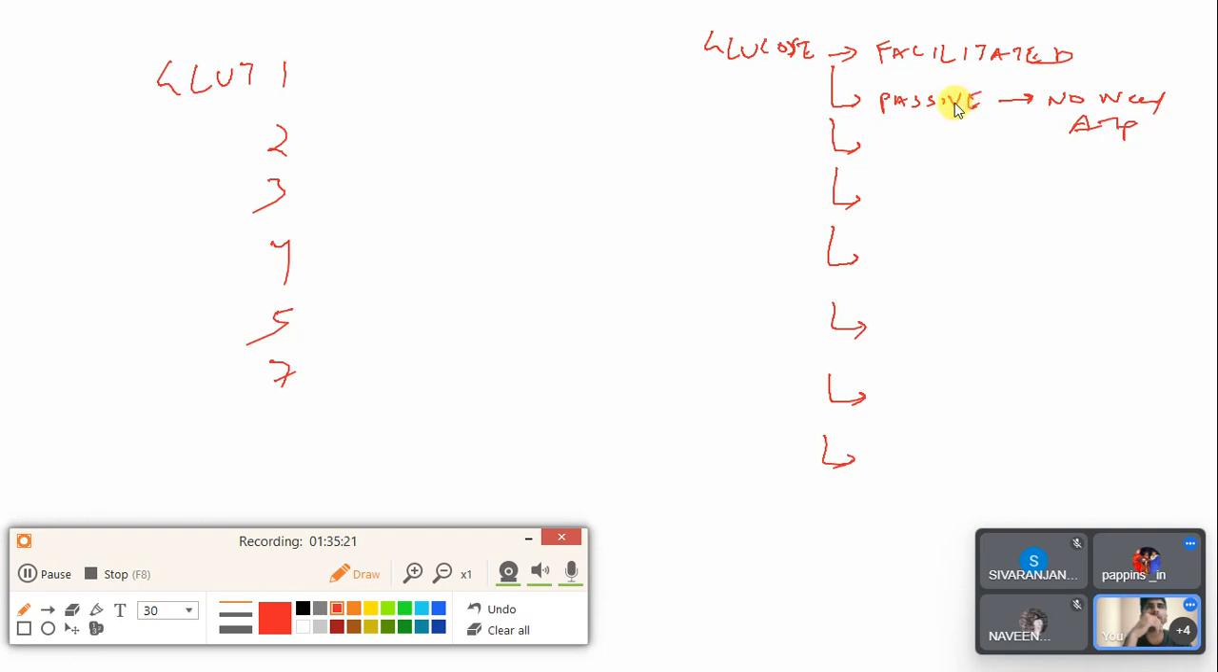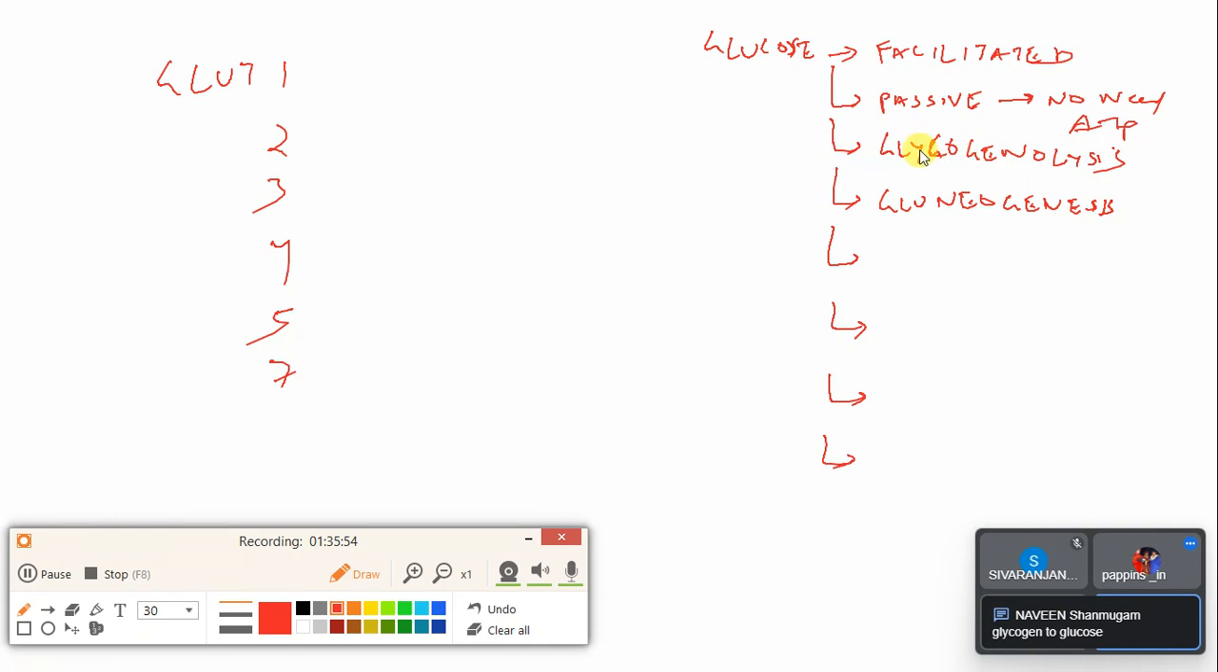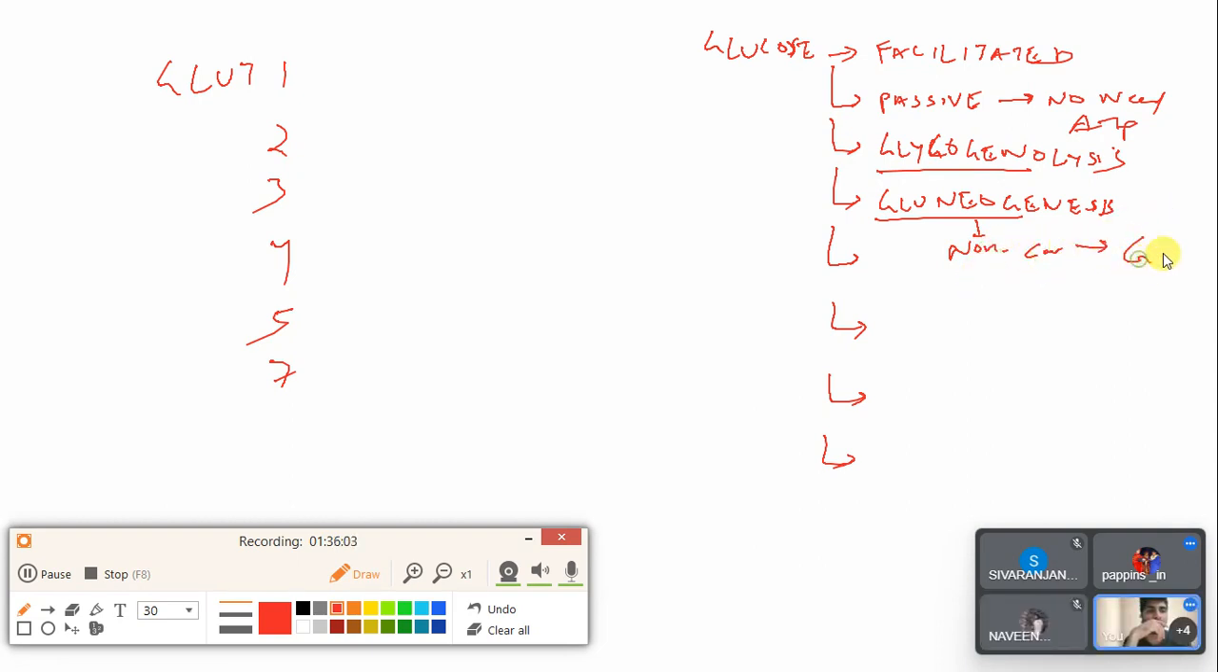Glucose. When the glucose is stored in the form of glycogen, what is the process of glycogenolysis? What is the breakdown of what? Glycogenolysis, and the term gluconeogenesis. So what is glycogenolysis? Glycogen to glucose. And gluconeogenesis is basically from a non-carbohydrate source to glucose.